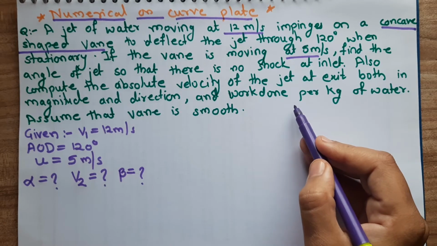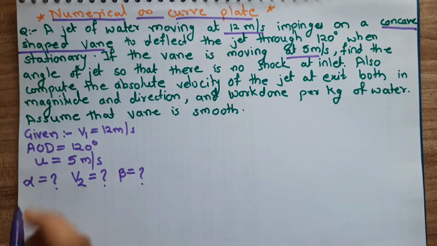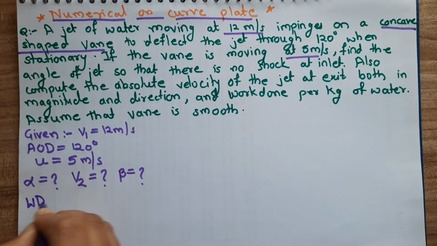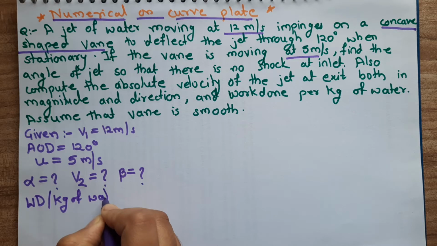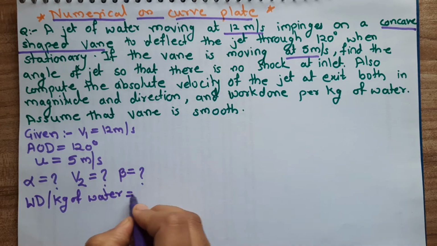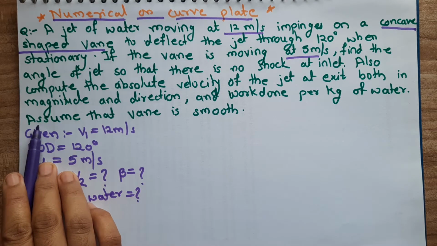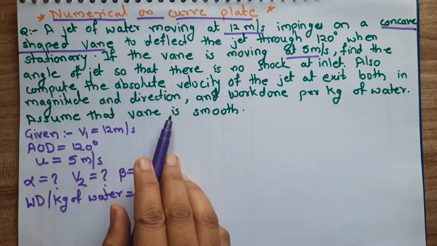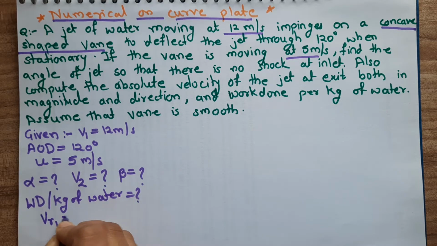And we also have to find work done per kg of the water. So work done per kg of water. Again, the last thing given over here is to assume that the vane is smooth. We know very well that if the vane is considered as smooth, we can say that VR1 equal to VR2.